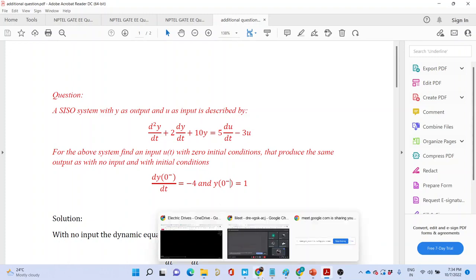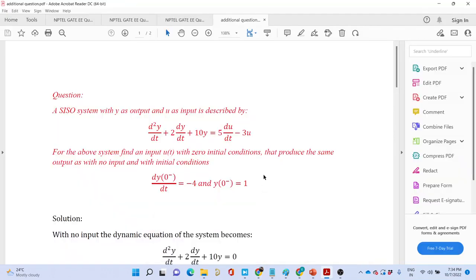Is that Abhishek? How can it be? It is not 1/s, man. How are you getting 1/s? How are you getting all these terms?